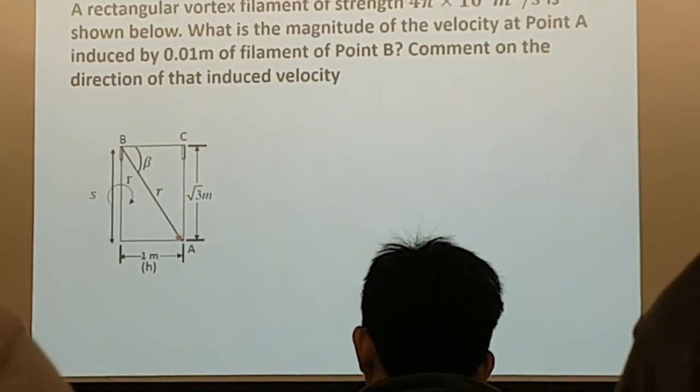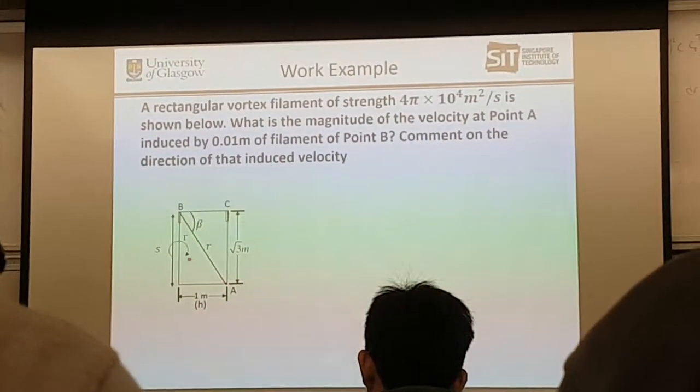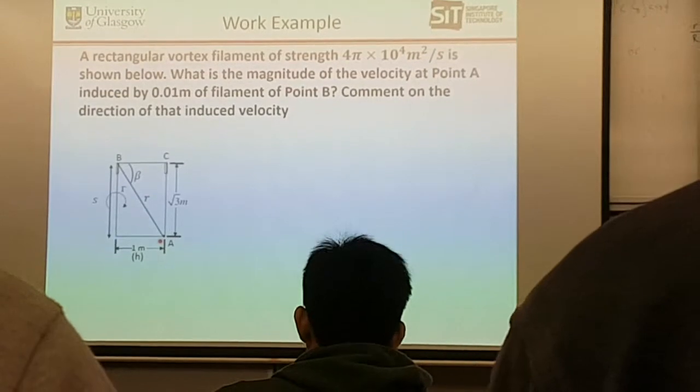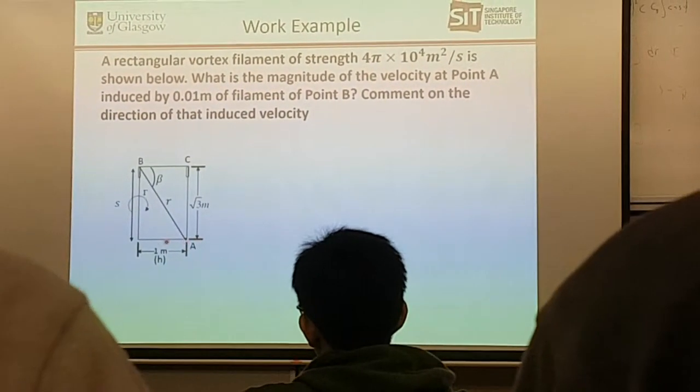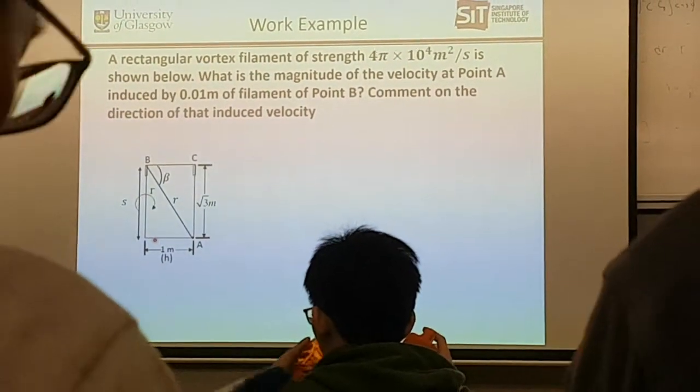Some values for my induced velocity at point A. Okay, but point A is just an arbitrary point. It can be any point. It can be at this point. It can be at this point, wherever my pointer is. Okay, doesn't matter at all.